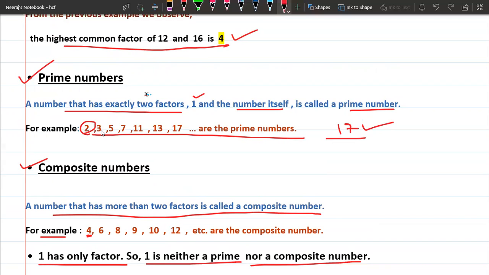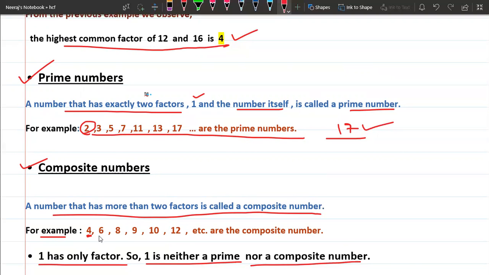Now, if you talk about the number 4, 4 has more than two factors. If you check the number 4, 1 into 4 is 4, 2 twos are 4, and 4 ones are 4. So it has more than two factors, because 1, 2, 4 are the three factors. That's why it is called a composite number, and it is the smallest composite number. So 4 is the smallest composite number.